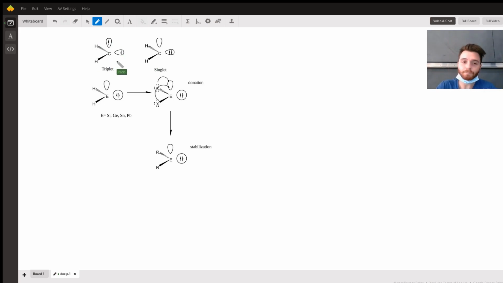And for carbon, the triplet carbene is the most stable. It's what is found, for example, in ethylene. If we can imagine ethylene as being two CH2s coming together.